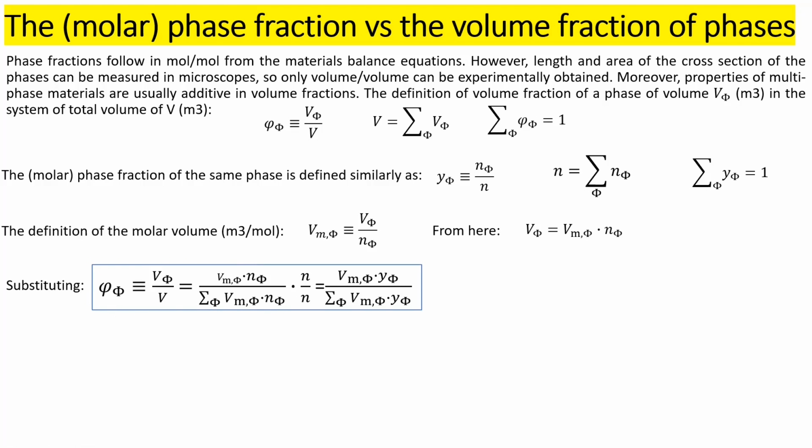And now let me use again a trick. Let me multiply this expression by n over n. N is the total amount of matter in the system. And remember, I am doing always this trick to get some cross ratios again. N phi per n, I hope you remember, it is Y phi, which is the molar phase fraction. Okay, and the same story vice versa. So finally, I derived the equation which connects the volume fraction of the phase with its molar phase fraction.